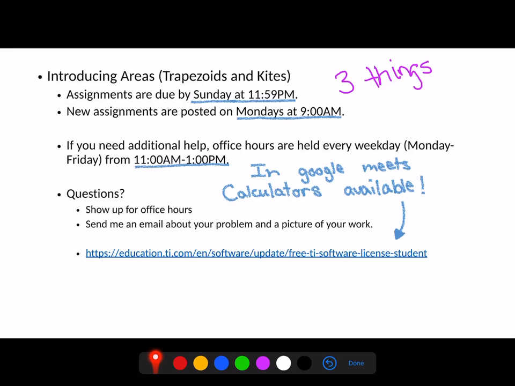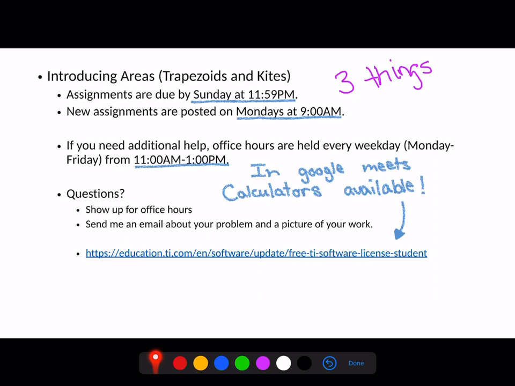So, a couple things. If you do have questions, again, show up for office hours, send me an email about a problem and a picture of your work. That way I can pull it up and actually do it on the screen for you in our office hours, and you can actually see the problem being finished up rather than me just doing it on a sheet of paper and then trying to show you the work with the camera. I'd much rather you just send it to me, and that way I can pull it up and actually do it with you in the office hours if possible.